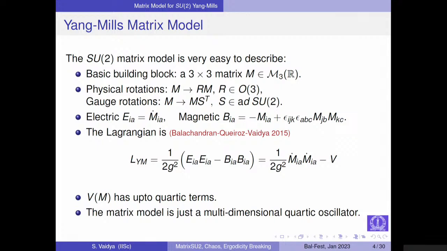But one thing you notice immediately is that this is a model with a finite number of degrees of freedom, and the potential V that I've written here is the square of B. So it has up to quartic terms: quadratic, cubic, and quartic. And so you immediately recognize that this model that I've written down is just a multi-dimensional quartic oscillator.